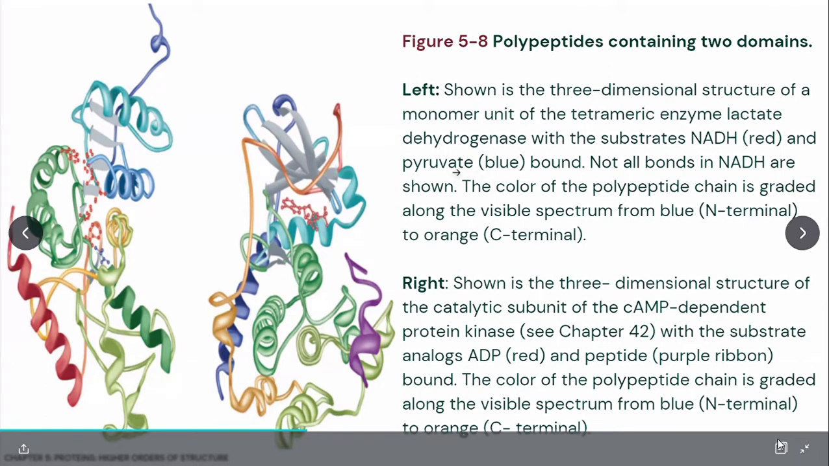And the blue one, the pyruvate, that is bound. So this is lactate dehydrogenase, which acts on the pyruvate.